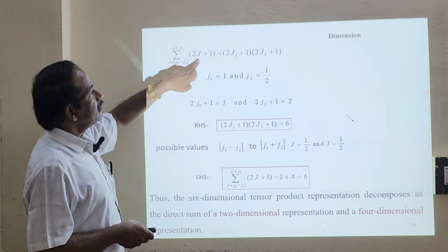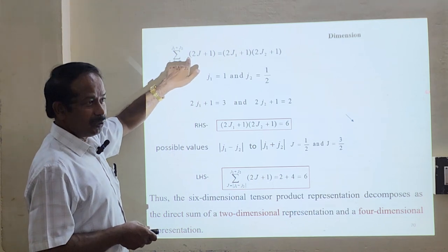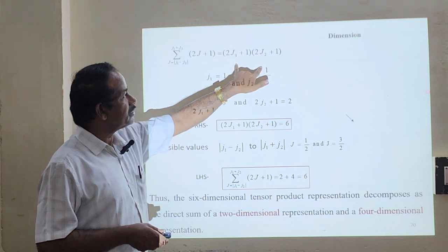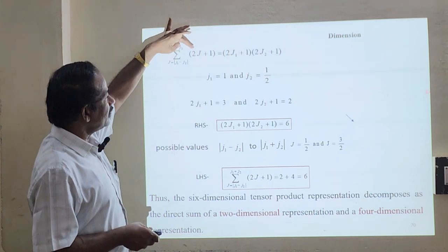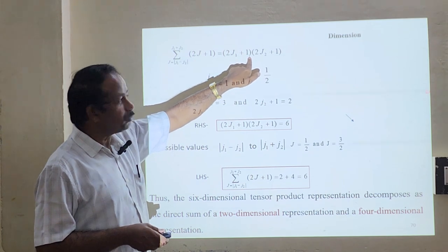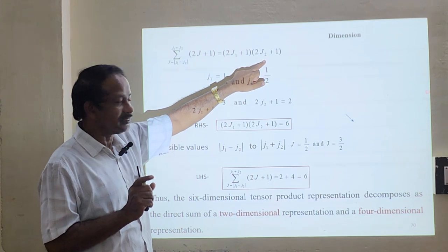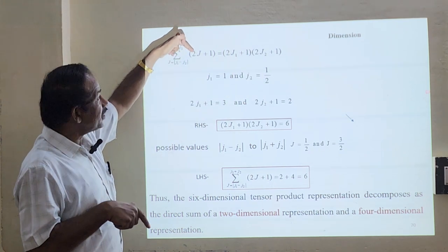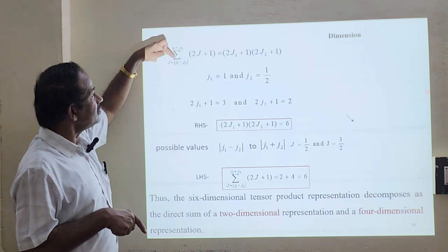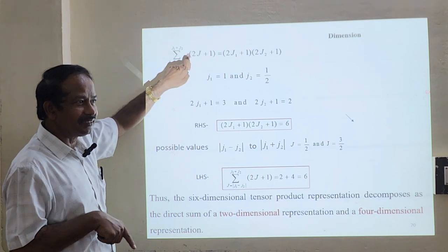Suppose this is the coupled one, 2J plus 1, as I said, the coupled one. This will be the uncoupled one, the individual states. We are going to add these two. See here, this is addition. This is the tensor product, 2J1 plus 1 multiplied by 2J2 plus 1, the uncoupled basis. Now, the resultant will be the coupled one. Now, a summation exists. Summation means you have to go from J minimum to J maximum. We are going to add.